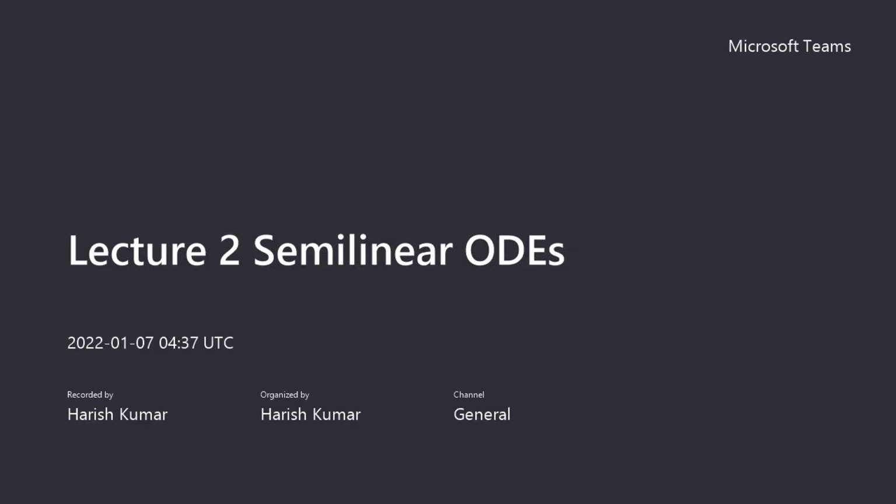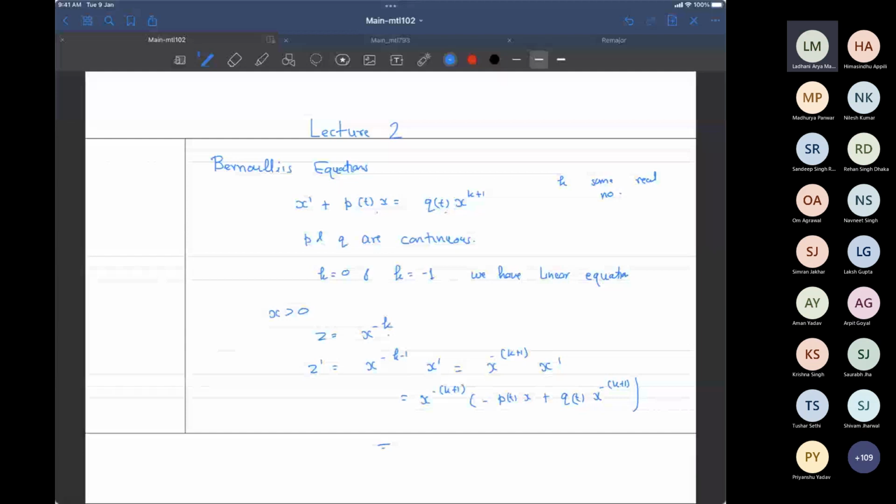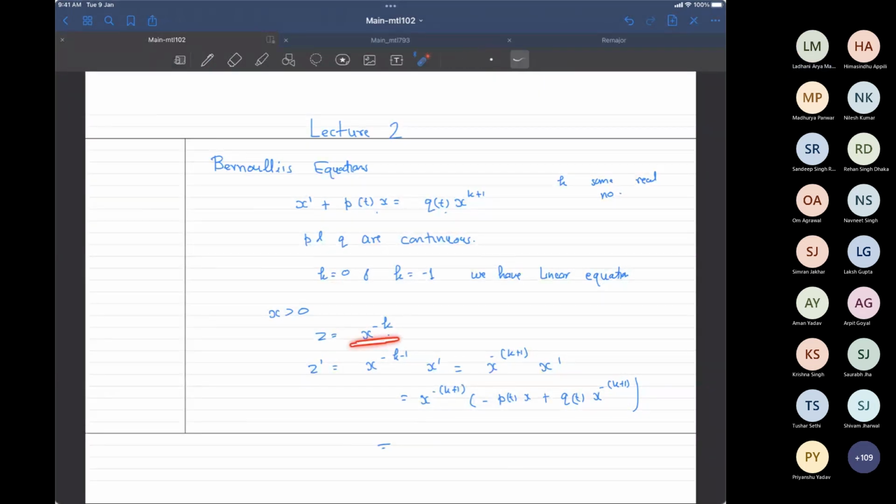Minus k in multiplication at z for z prime? Minus k, because we are differentiating it. So there is -1 here, so this is x power minus k. So I am subtracting 1 from this.